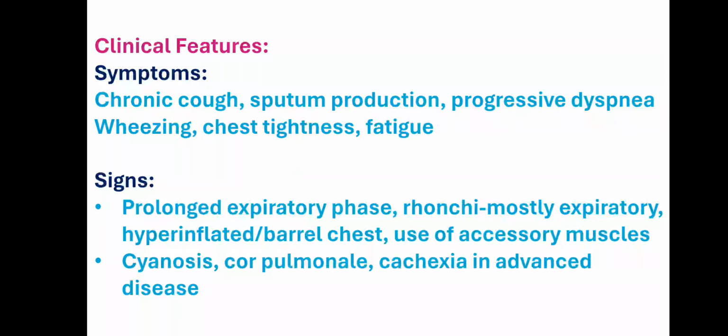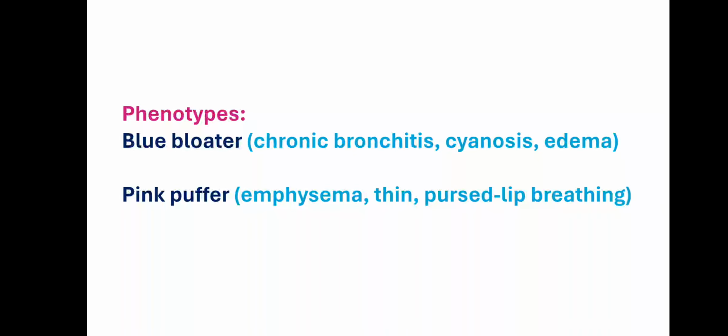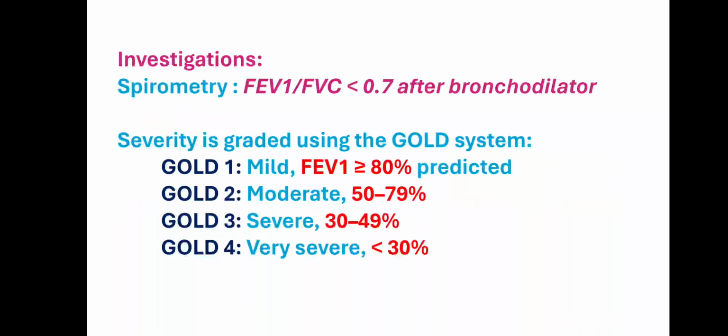Clinical features: symptoms: chronic cough, sputum production, progressive dyspnea, wheezing, chest tightness and fatigue. Signs: prolonged expiratory phase, rhonchi mostly in the expiratory phase, hyperinflated or barrel chest, use of accessory muscles, cyanosis, cachexia in advanced disease. Phenotypes: blue bloater, chronic bronchitis showing cyanosis and edema; pink puffer, emphysema patient showing thin posture with pursed lip breathing.